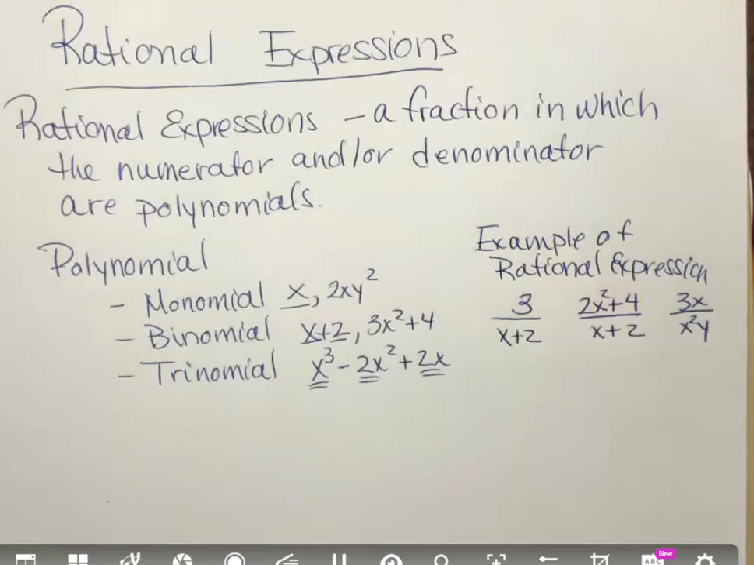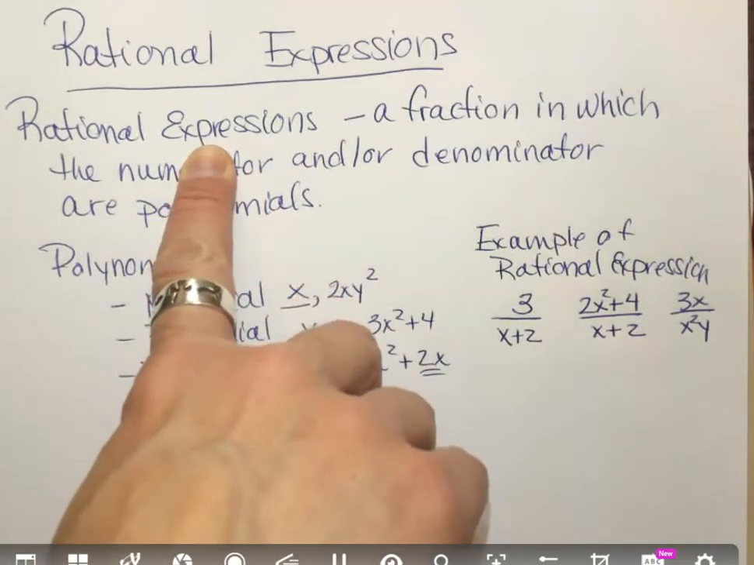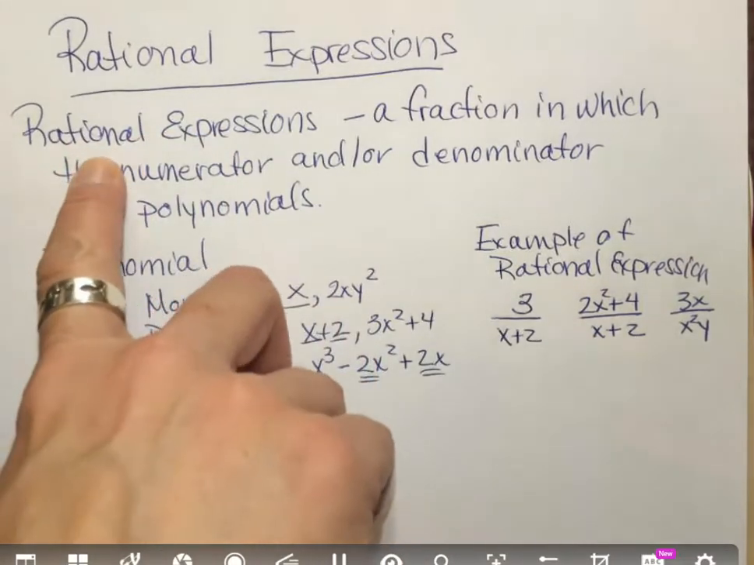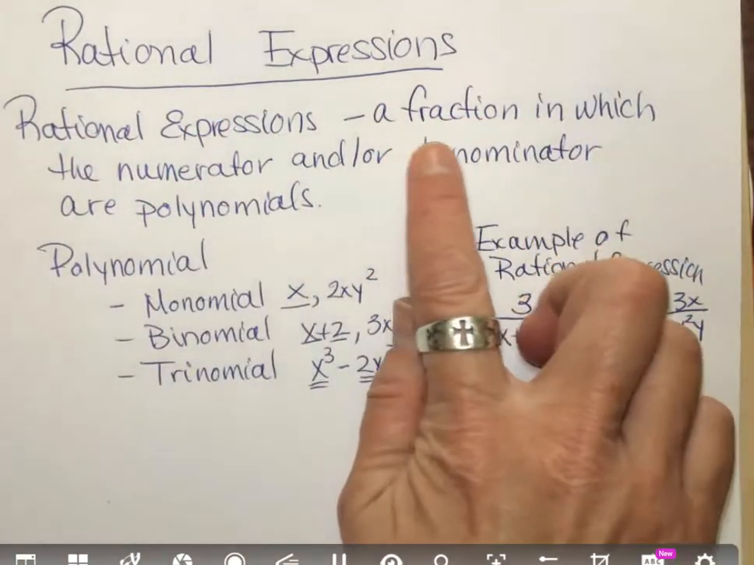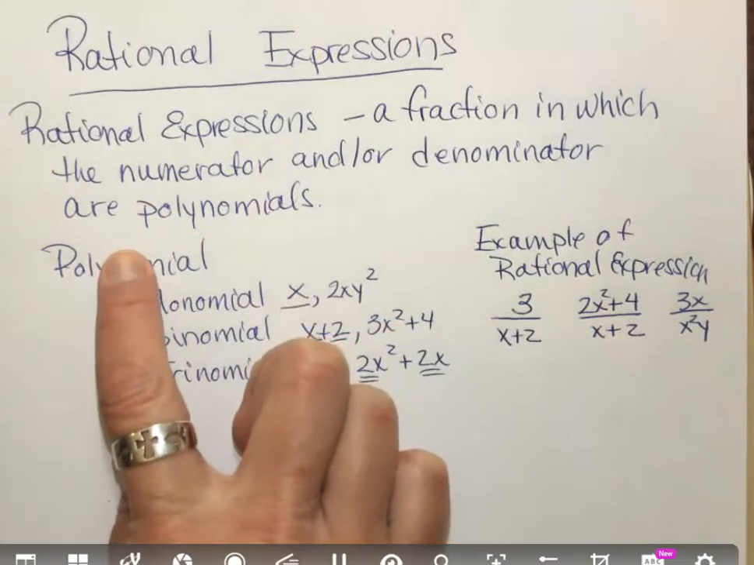Okay, this lesson is on rational expressions. The first thing we want to do is really talk about what a rational expression is. First of all, the word expression means there's no equal sign. It's just an expression like 1/2 or 3/4 or x plus 2. Rational means it's anything that can be written as a fraction. So a rational expression is a fraction in which the numerator and/or denominator are polynomials.